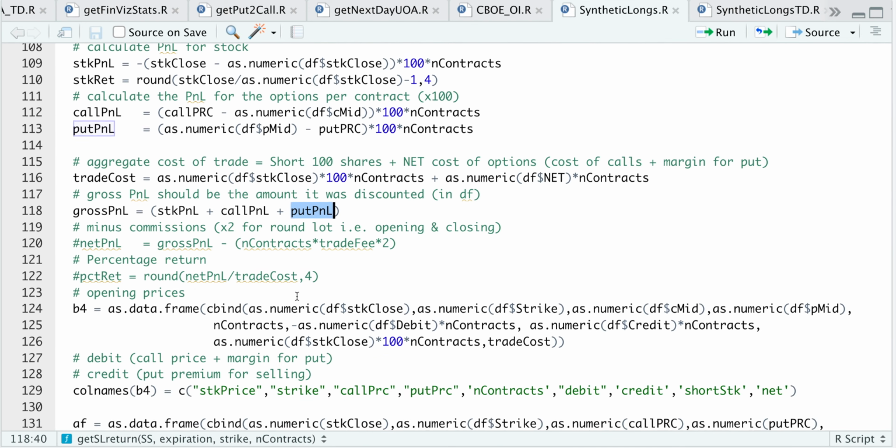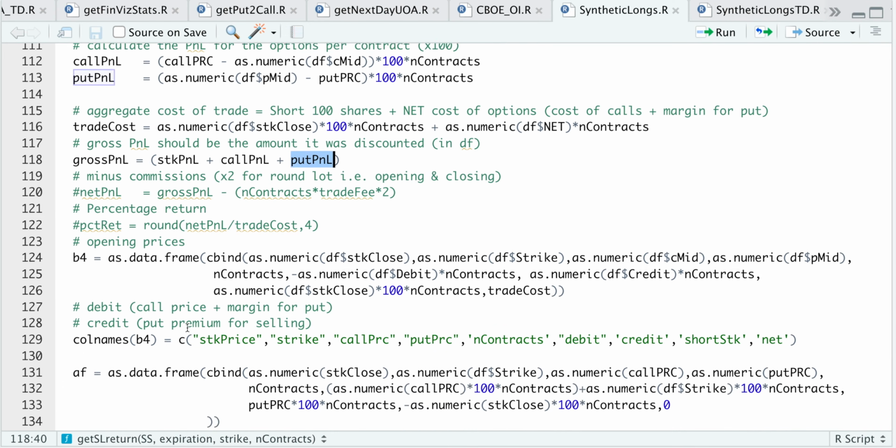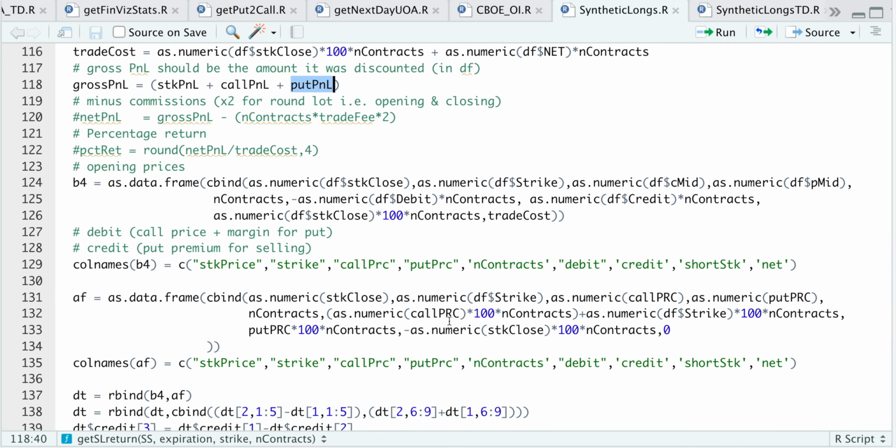So I'm going to aggregate some columns for our entry or opening prices and also our exits, which include the stock price, the strike, the mid price for the call and the put, the number of contracts, the debit side and the credit side, and I'm also going to return our gross cost for the trade, and then I'm going to compare that to what happened at expiration. So essentially the same thing, but at expiration.